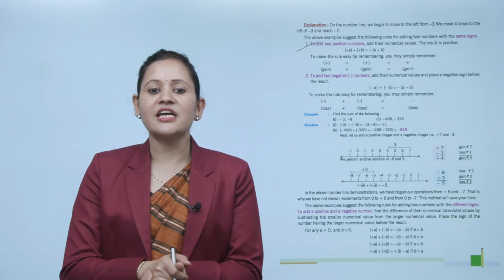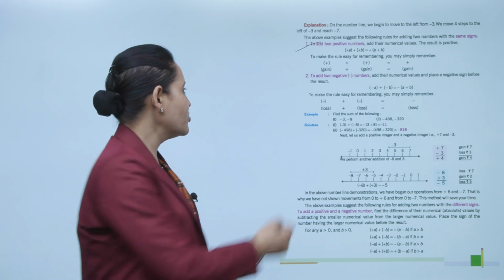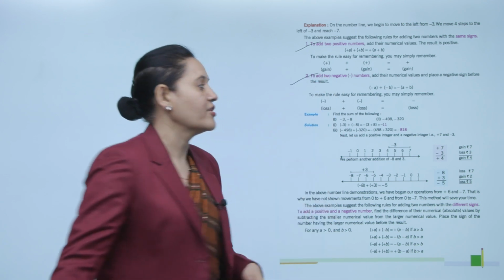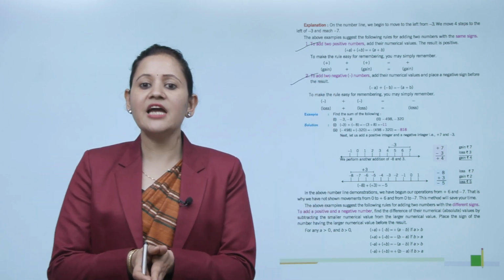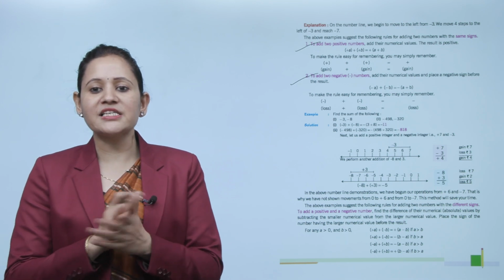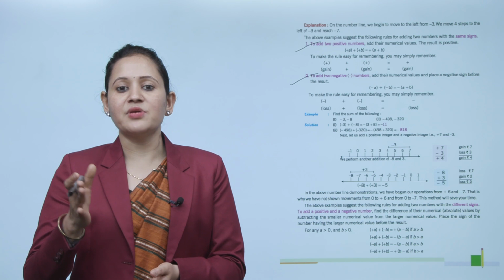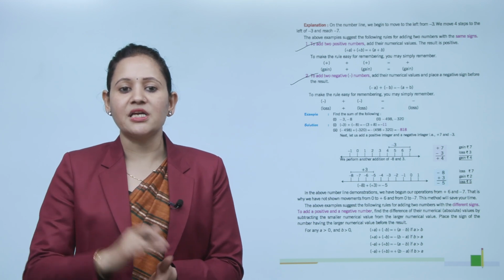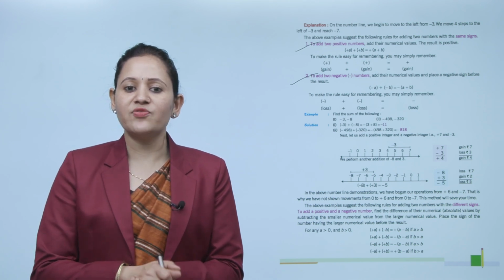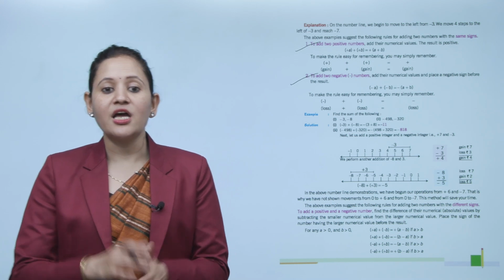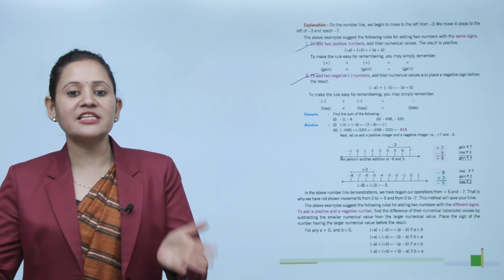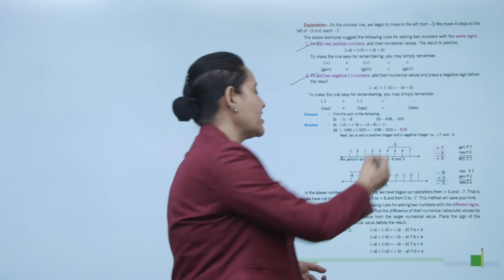Next, to add two negative numbers, what will happen? Add their numerical values and place a negative sign before the result. Negative a plus negative b is equal to negative (a plus b). To remember the rule easily, you may simply remember loss plus loss equals loss. We show loss with the minus sign.